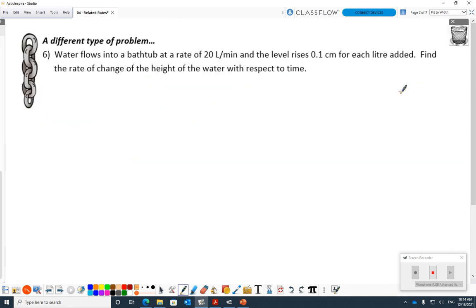A different type of problem. Look at the hint. You see the hint on the left side there? Oh, chain. It's a chain.